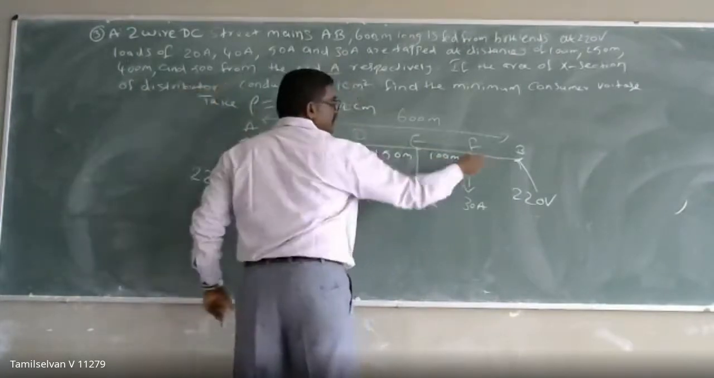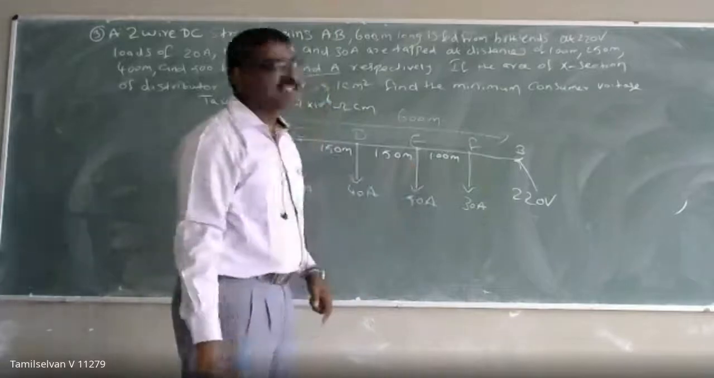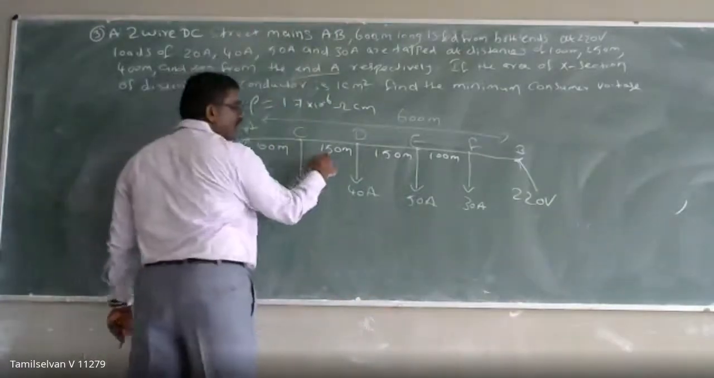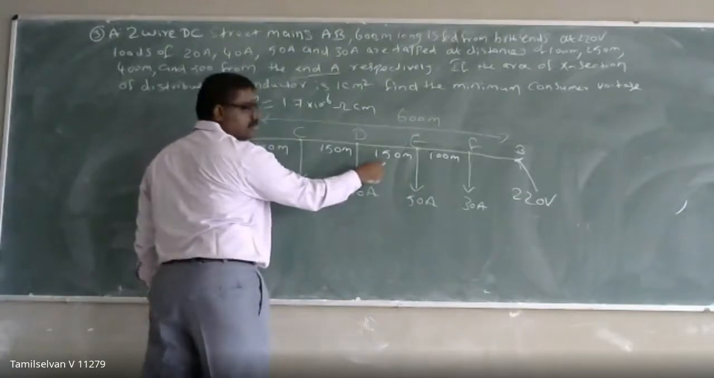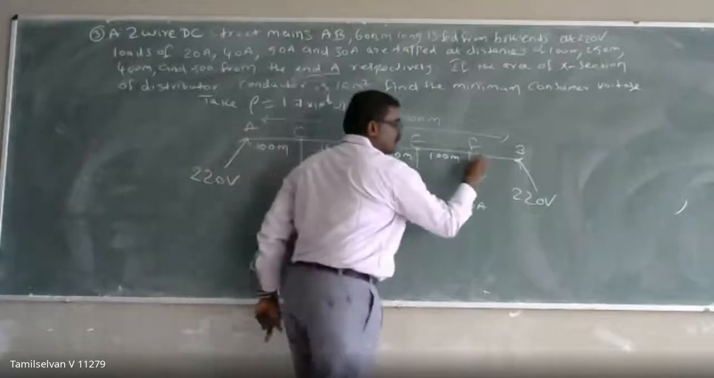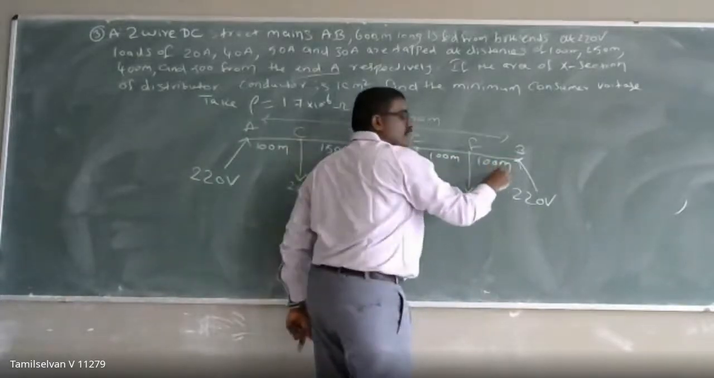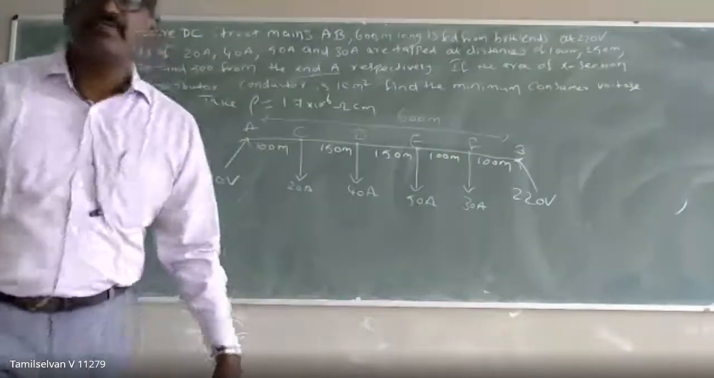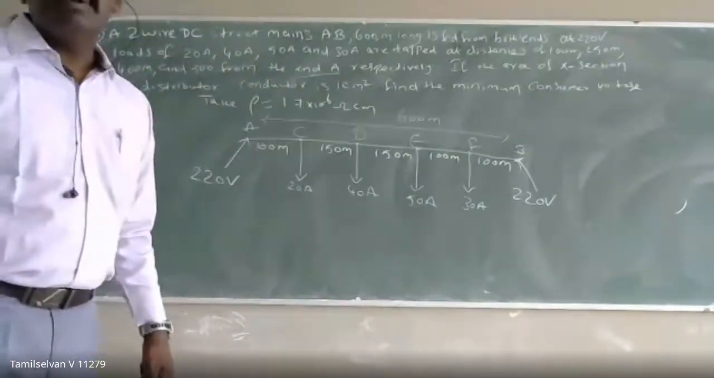So what about this section? This is going to be the further end. What is the length? 100, 150, 150, 400. Okay, 500. So remaining is going to be 100 meters. So this length of the distributor is going to be 100 meters.